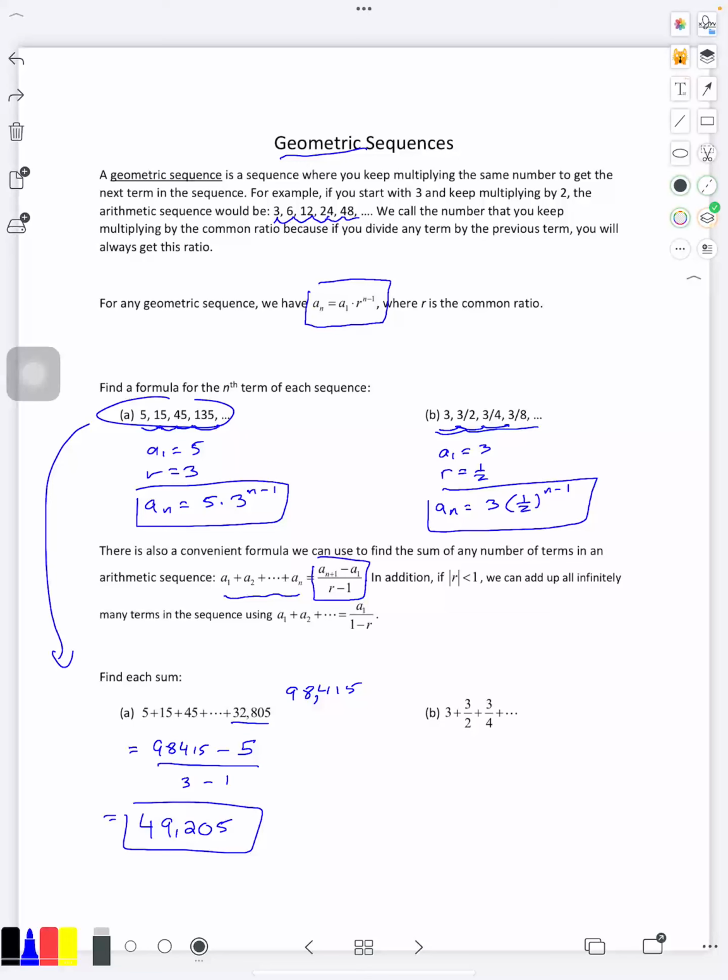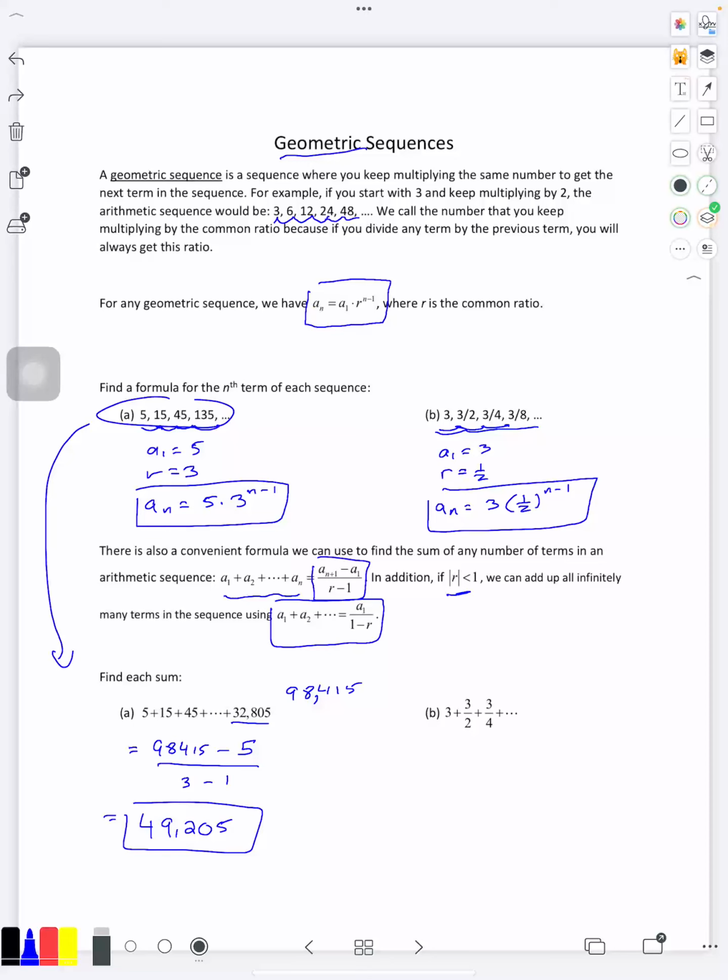And then there's a second formula that works if you're adding up infinitely many terms. Now, we would not do infinitely many terms on an arithmetic sequence. The answer is always going off to infinity there. But sometimes you can get a finite answer when you have a geometric sequence. And that's going to be when the absolute value of r is less than 1.